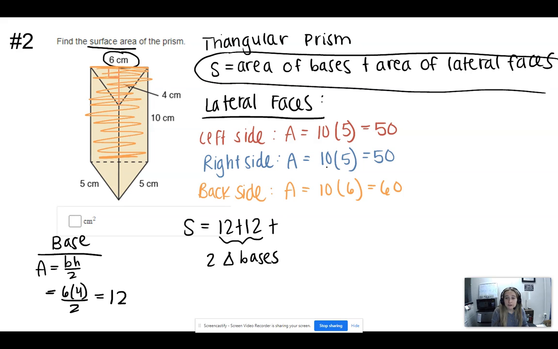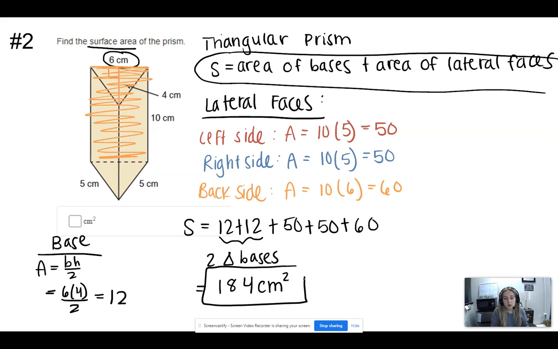Now let's add our lateral faces. So I'm going to add the left side, which is 50, going to add the right side, which is 50, going to add the back side, which is 60. Okay, I add those all together, I get 184, label my units, centimeters squared. So you should have gotten 184 centimeters squared. Okay, make sure you have this down and let's go to the next one.